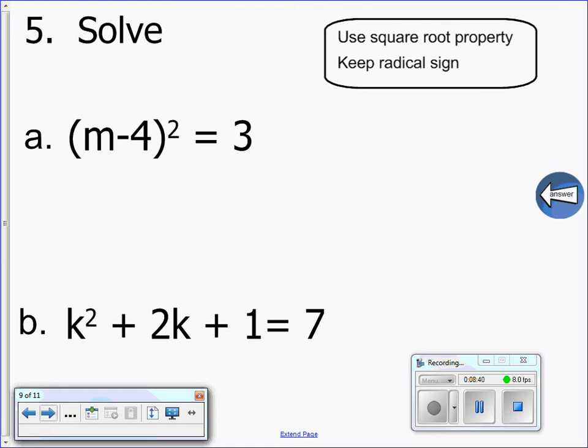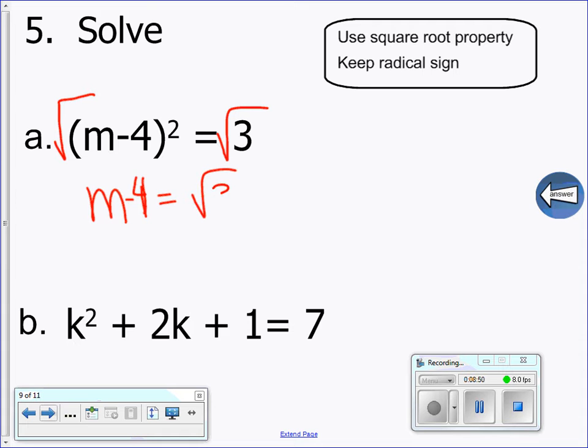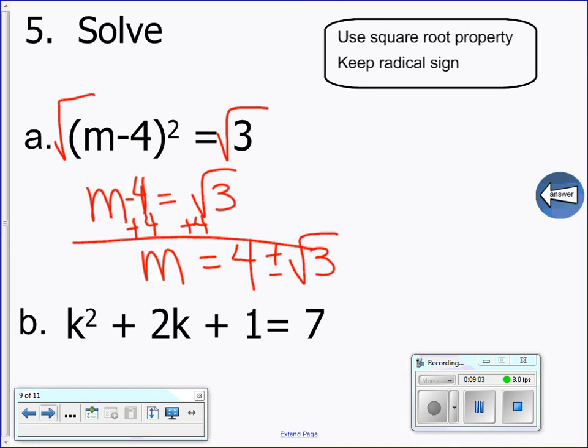Okay, so this time we're going to take the square root, but you've noticed that that is not a perfect square. So I get m minus 4 equals the square root of 3. We are not going to change that into a decimal, but I am going to add 4 to both sides, and I get m equals 4 plus or minus the square root of 3. And you're just going to leave it like that.